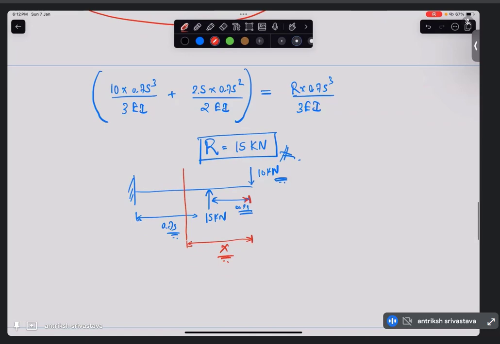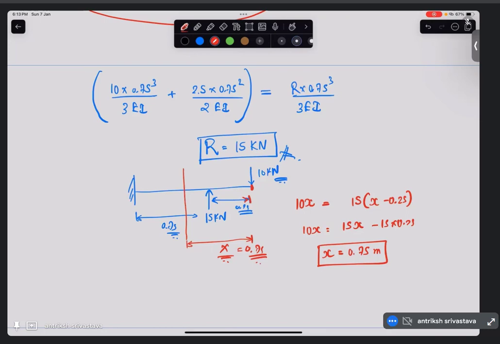So now let's compute. 10x is equal to 15 into (x minus 0.25). So 10x is equal to 15x minus 15 into 0.25. The x value that you are going to get is 0.75 meters. So from the free end, the x value is 0.75. The bending moment is 0 at 0.75 meters from the free end.